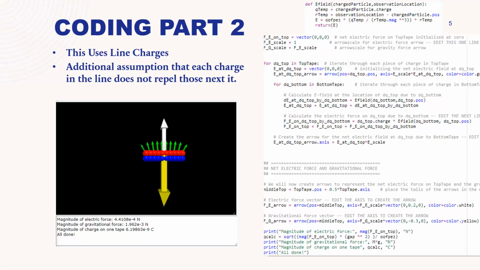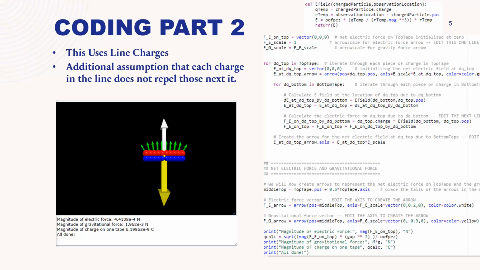The second model used line charges, where we modeled the tapes as a set of dQs, as you can see here, that were repelling from the bottom tape and summed up into this larger white force. And so to do this in the code, we created a method that defined an E field, and this E field was used to find the interactions between each of the individual dQs.